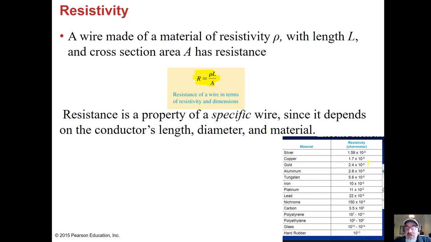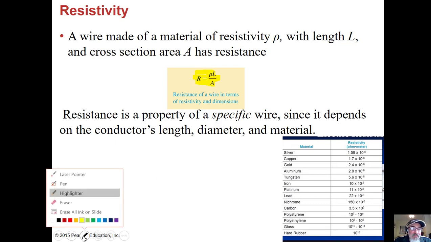Here's some typical numbers here. So if you're rich, maybe you want to make your house wiring out of silver. I mean, you save a little bit on resistance if you do that. Okay, all the way up to glass and rubber. These are insulators up here. So let's take a look at that formula in a little more detail.